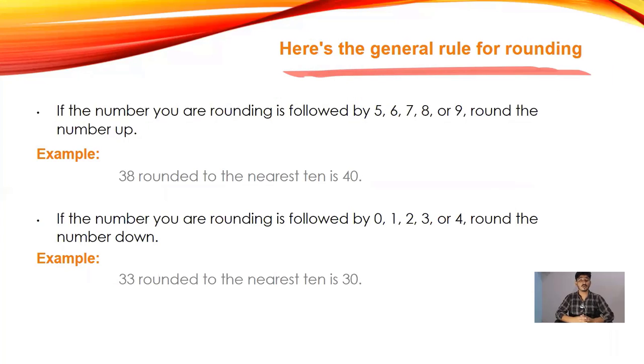Here is the general rule of rounding. If the digit after the number you are rounding is 5, 6, 7, 8, or 9, then round the number up. For example, 38 rounded to the nearest 10 is 40. The second rule is that if the digit after the number you are rounding is 0, 1, 2, 3, or 4, round the number down. For example, 33 rounded to the nearest 10 is 30.